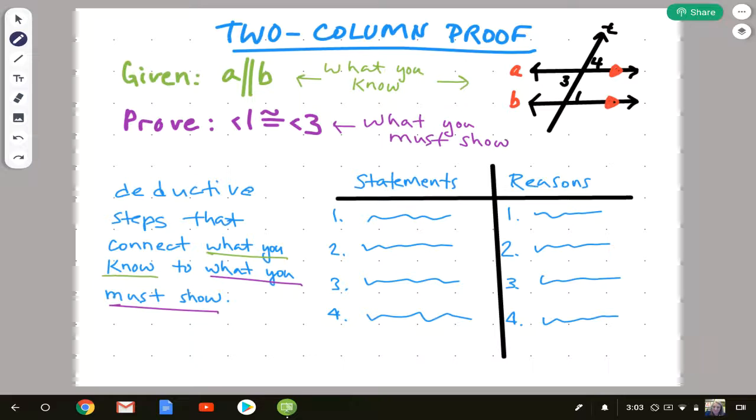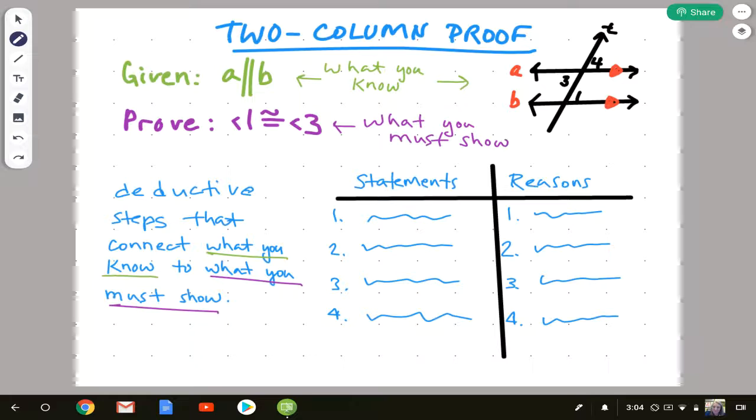So here, remember the two red triangles are telling me that these two lines are parallel, A and B. So the diagram's telling me the same thing the given information did, but it's also numbering angles for me to use. What I'm trying to prove is angle 1 is congruent to angle 3. So that's what I must show. The two-column proof is going to be a way to just take some logical deductive steps to connect what I know or what I'm given to what I'm trying to show or what I'm trying to prove.